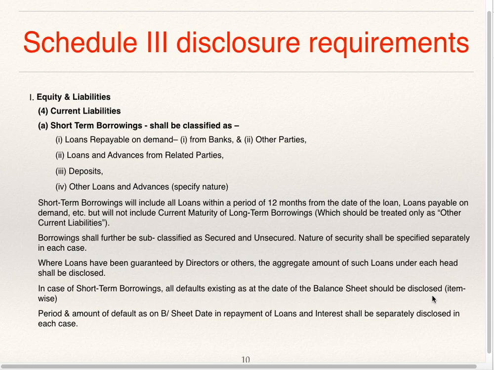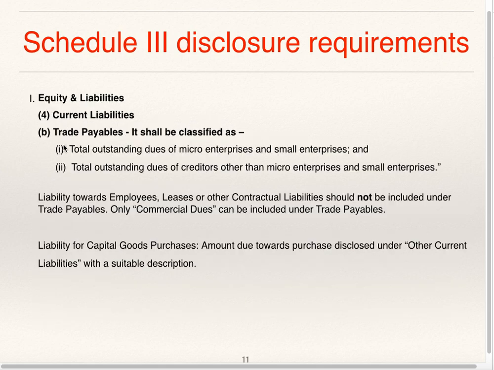This disclosure should be item-wise. Period and amount of default as on the balance sheet date in repayment of loan and interest shall be separately disclosed in each case. Now, the second head under current liabilities is trade payables.